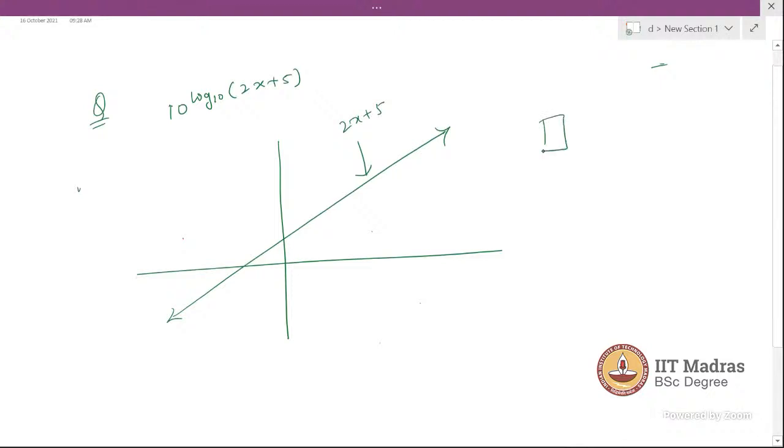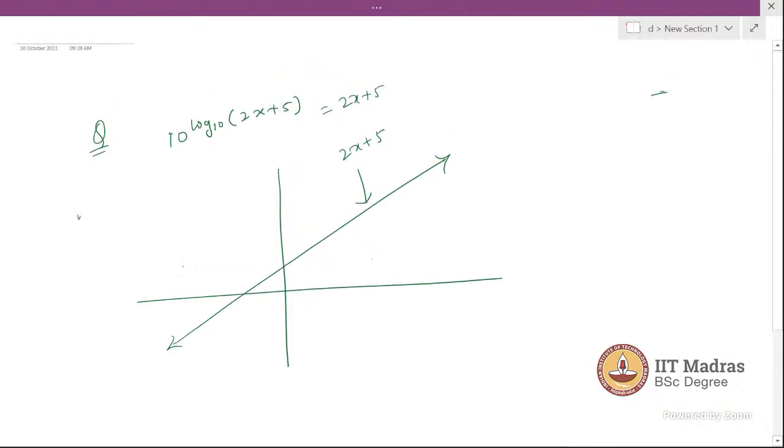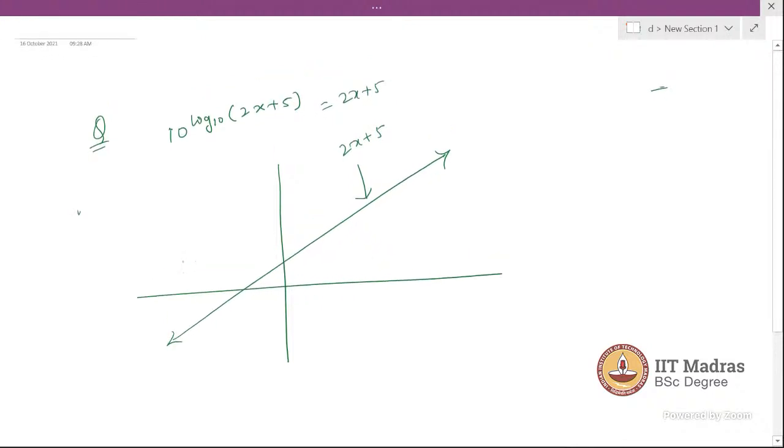There you go wrong. This is not right. 10 to the power will come there, 10 will go there, 2x plus 5. So when you expand this, you are saying this is 2x plus 5. Is it? It will be exponential. Yeah, 10 raised to 2x plus 5. But tell me what will be the domain for this function? That's what you should be more interested in here.